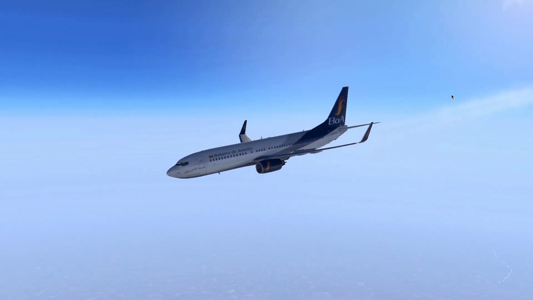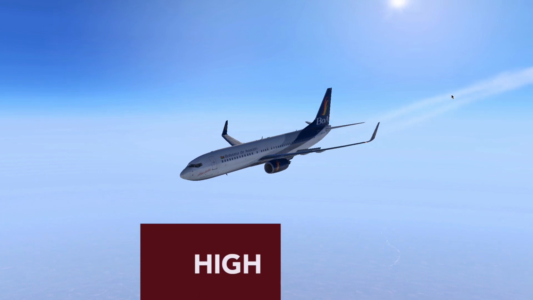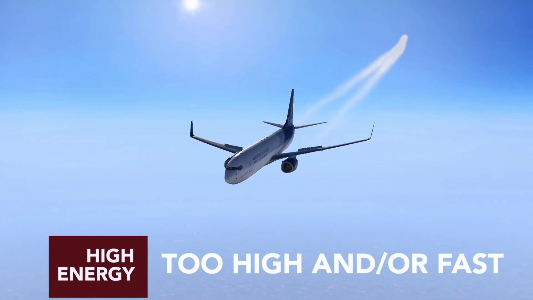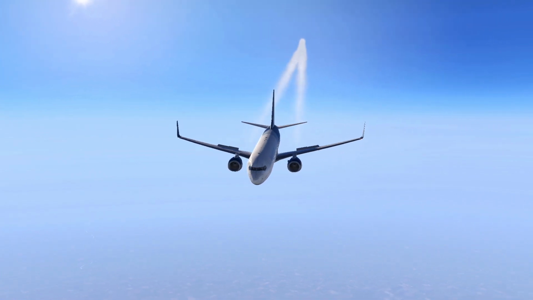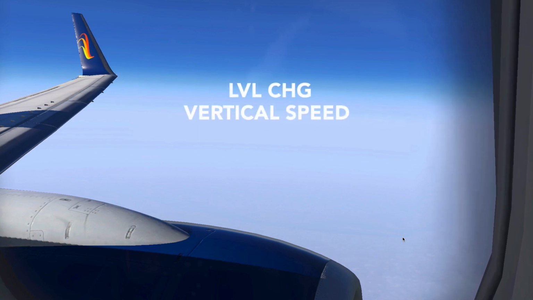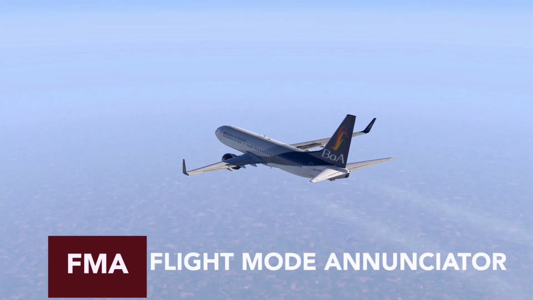Today we're going to see the basics of high energy management in the aircraft. For this tutorial we're going to be using the Zibo 737-800 and we're going to assume that we know the basics of the descent modes that this plane has, such as level change, vertical speed, VNAV speed and VNAV path, and also other FMA terms such as altitude hold or VNAV altitude.